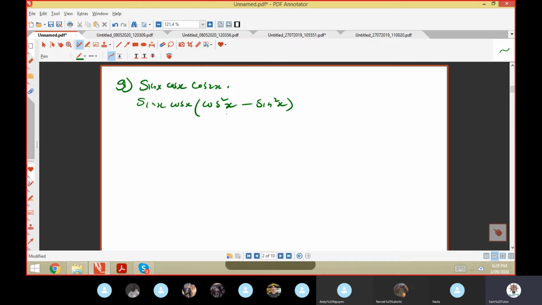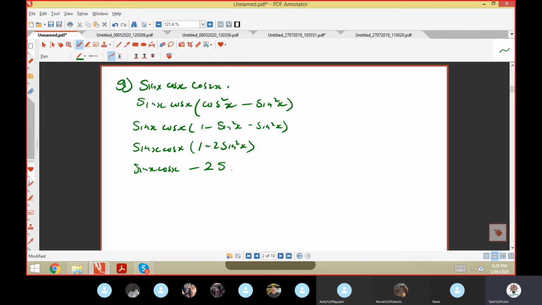So I'm going to change cos squared. Doesn't matter which one you did. It doesn't matter if it's a bit different to mine. 1 minus sine squared, minus sine squared, obviously becomes 1 minus 2 sine squared. And then really just expanding that. What's that? Sine x, cos x, minus 2 sine cubed x, cos x. For those who changed it to cos squared, yours would have probably been cos cubed and so on. But that's fine, same answer.